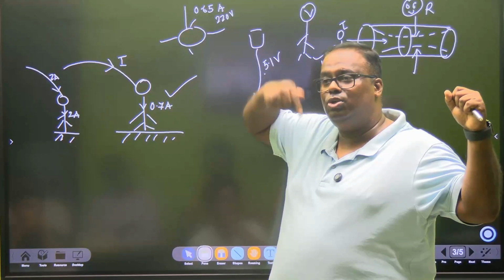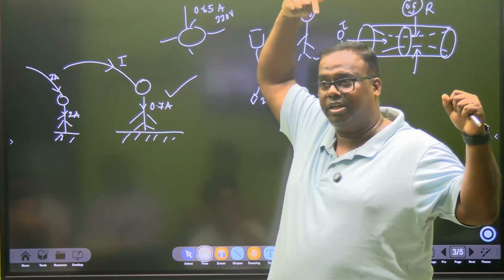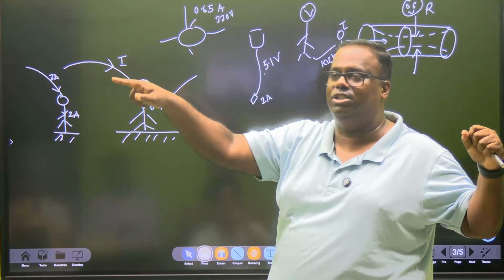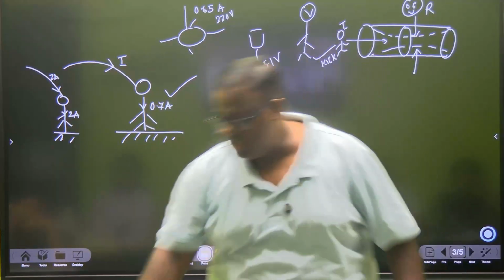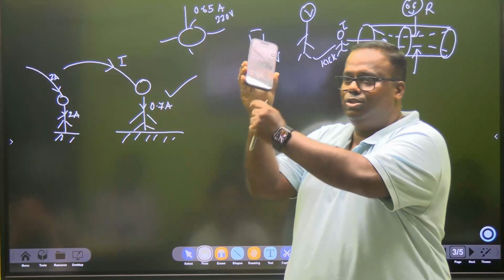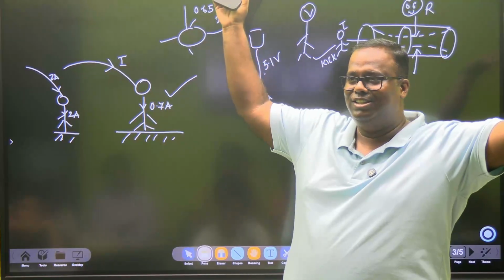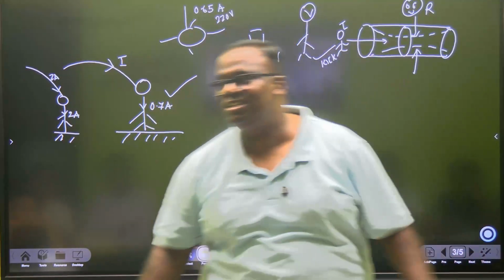For 1 ampere to go, you have to give a very big kick. That kick is available in the plug point, not in that battery. And just put 220 volt directly into this mobile, this will explode.